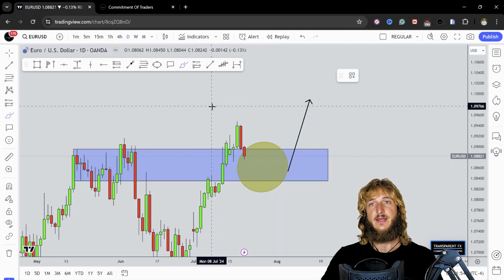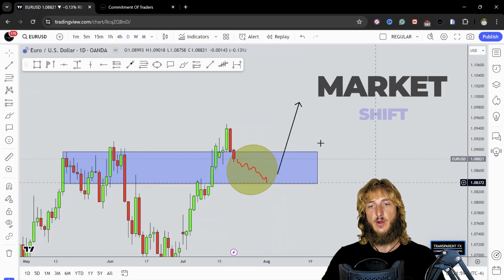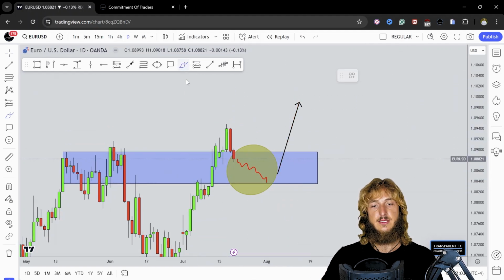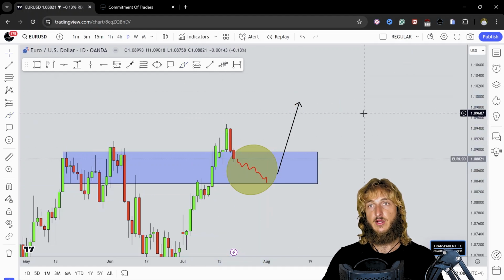Therefore, what I would expect is that if this market would shift from an intraday bearish to bullish market, at that point, I wouldn't be surprised to see a potential rejection to the upside, completing this daily impulse correction and impulse pattern to the upside. That definitely wouldn't surprise me.